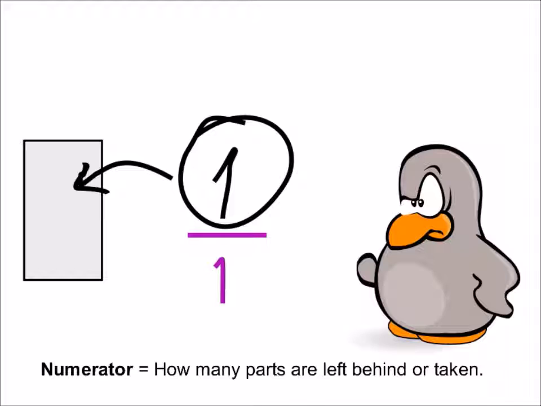Just like the bottom number, the top one must have a duty too. Its duty is to represent how many pieces are left behind or taken from the overall pieces that make up the whole. In this instance, we have 1 shaded rectangle that is made out of 1 rectangle which is present, and we call this representative number the numerator.